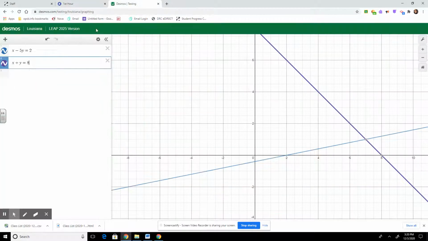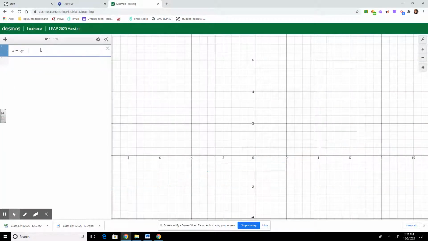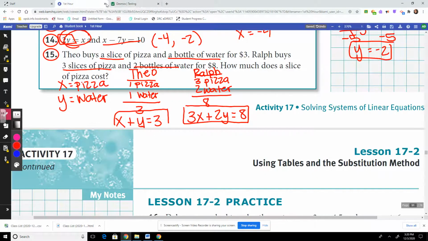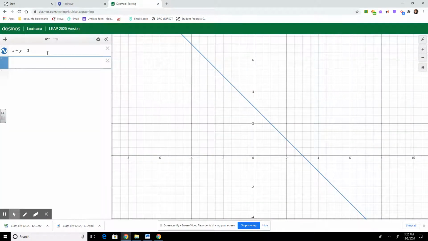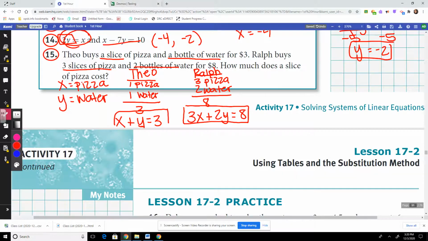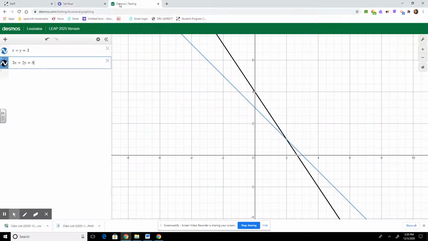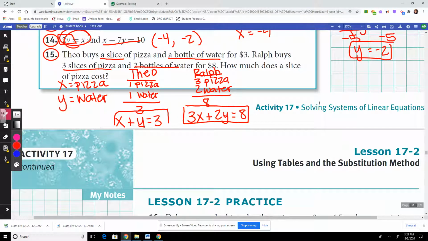X plus Y equals 3. And then our other equation was 3X plus 2Y equals 8. They intersect at (2, 1). So going back to our problem, the intersection at which they cross is at (2, 1). Well, what does that mean? What can we interpret that into?